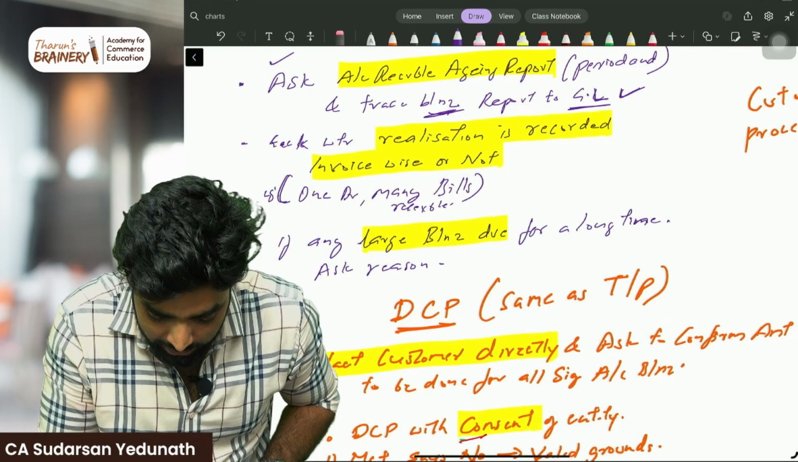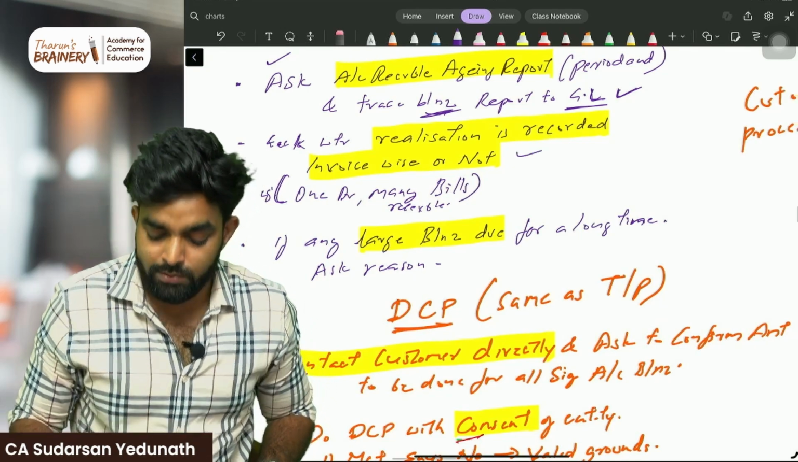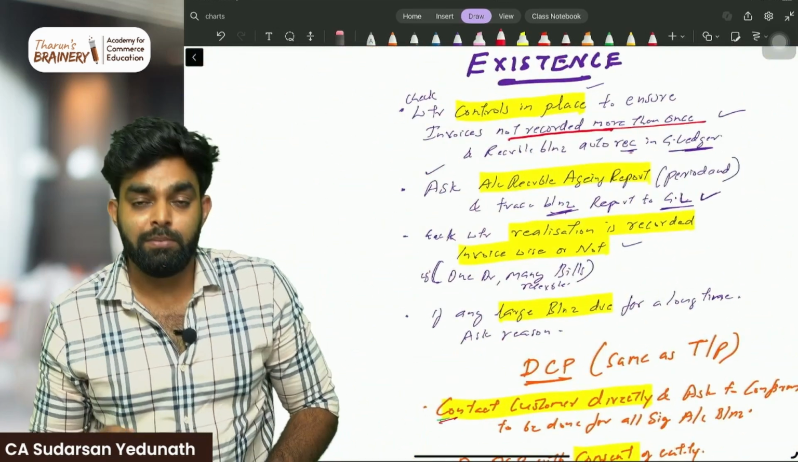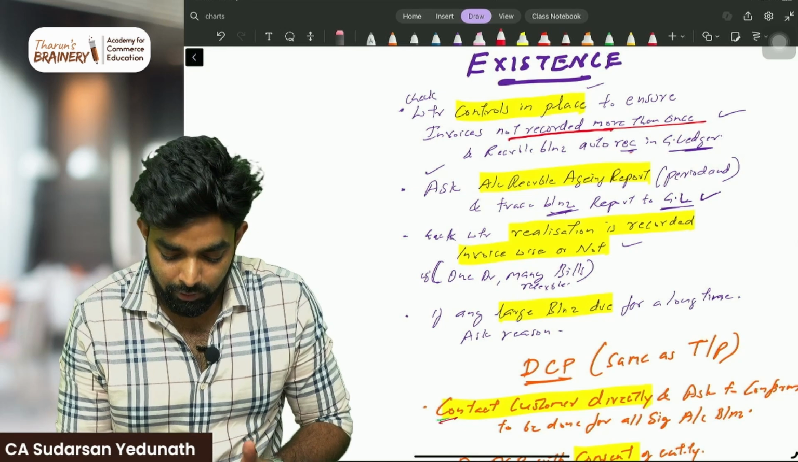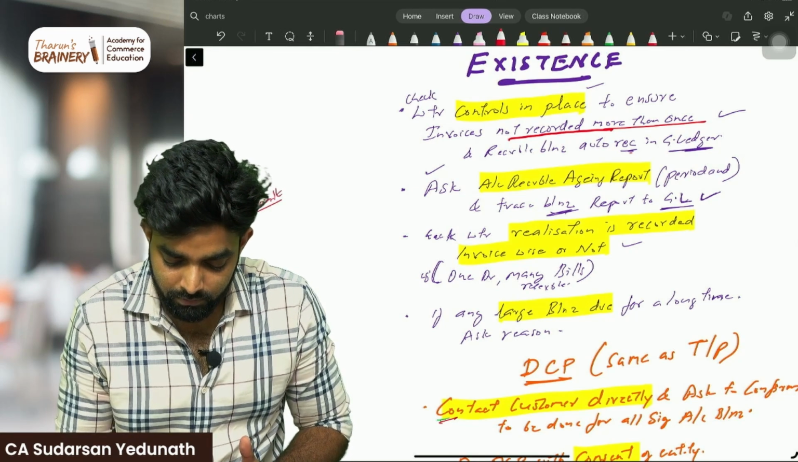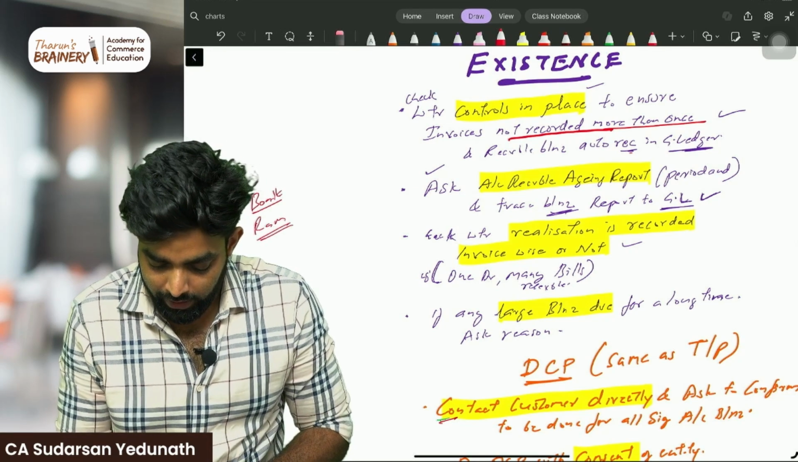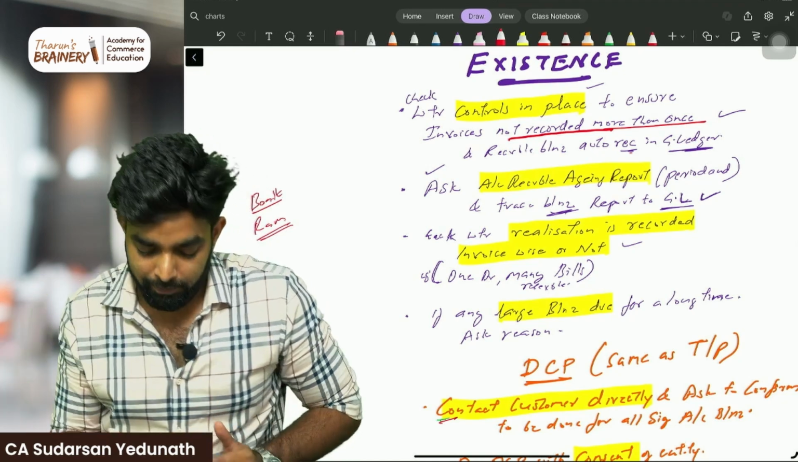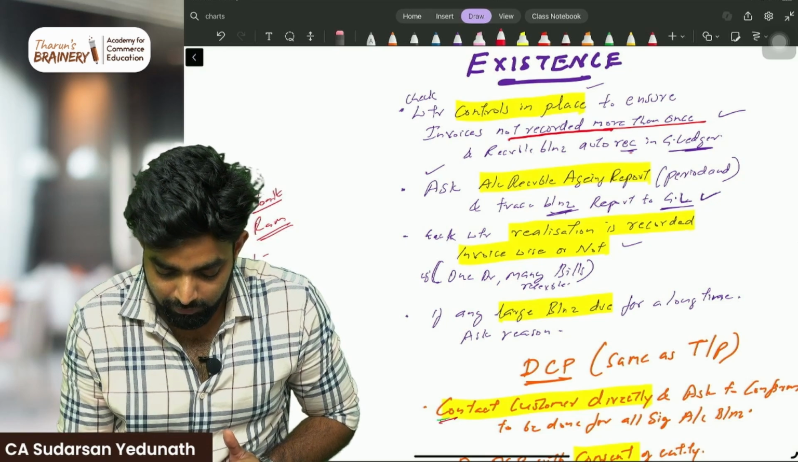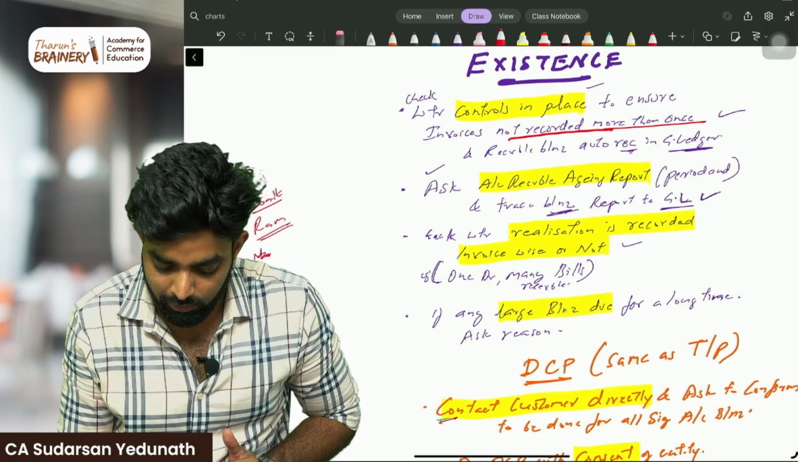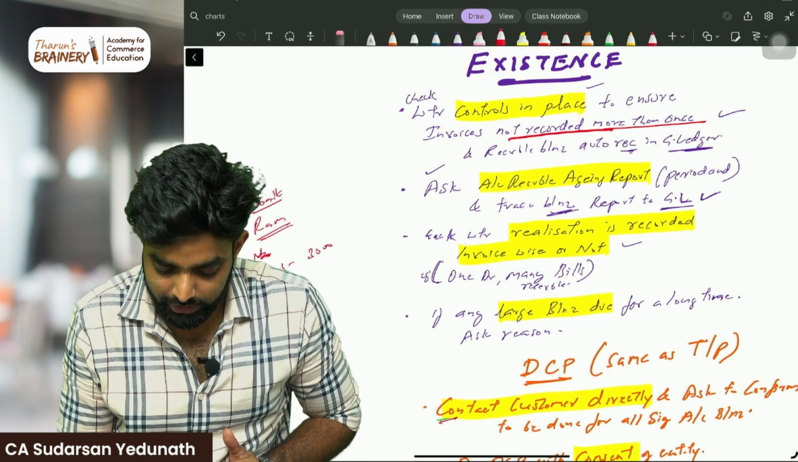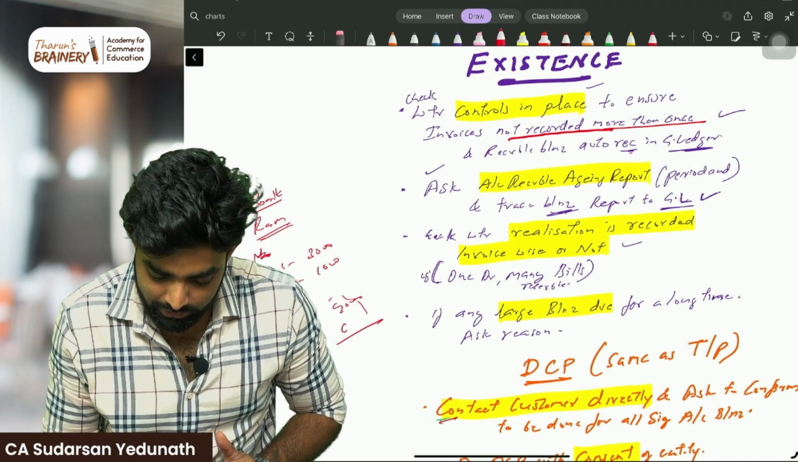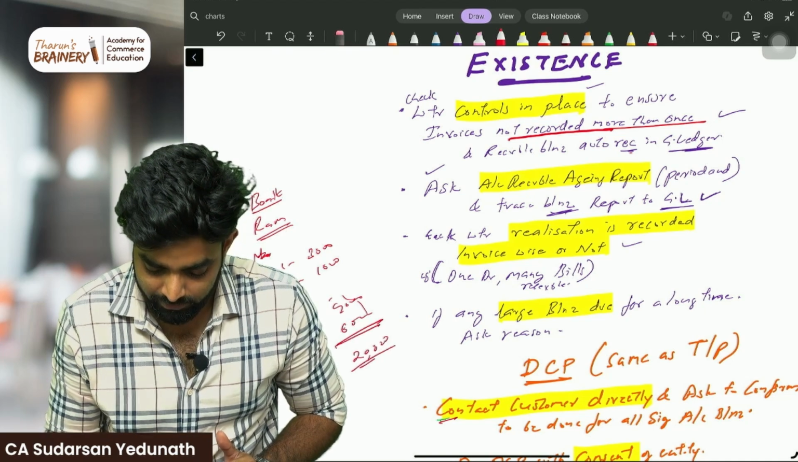Then check whether realization is recorded invoice wise or not. I'll give you a simple example. Realization means collection from debtors. Imagine for boat there is one debtor, Ram, and we have done 10 sales to Ram. One sale was in April for 3,000 rupees, the second in May for 1,000 rupees. Like this, we have 10 sales in total, like 9,000, 6,000. All the total comes to 20,000. Imagine it just like that.